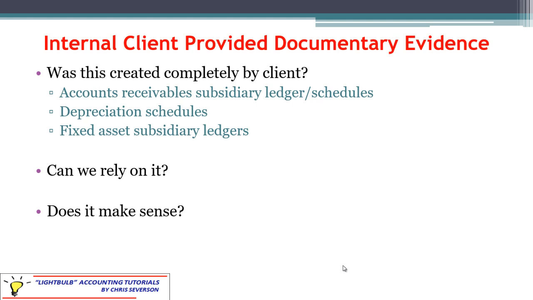So a couple of questions. Can we rely on this information knowing its source? Is there any other way to corroborate that information, to verify it? Does it make sense? Does what they've sent us make sense based on what we've seen from a big picture?